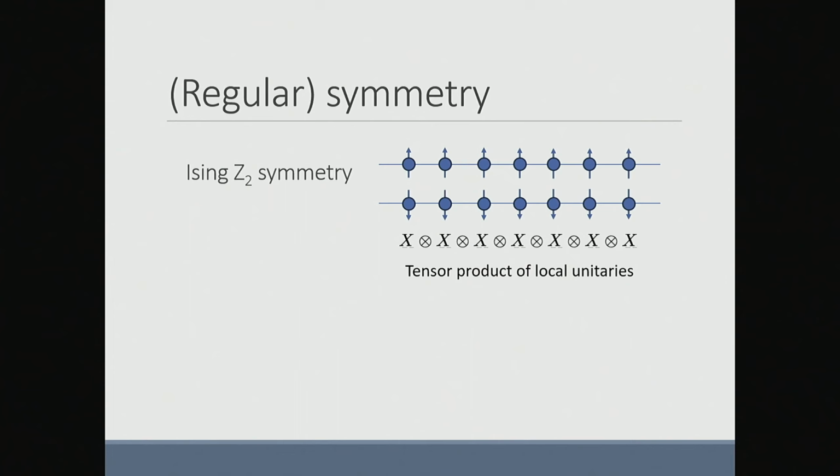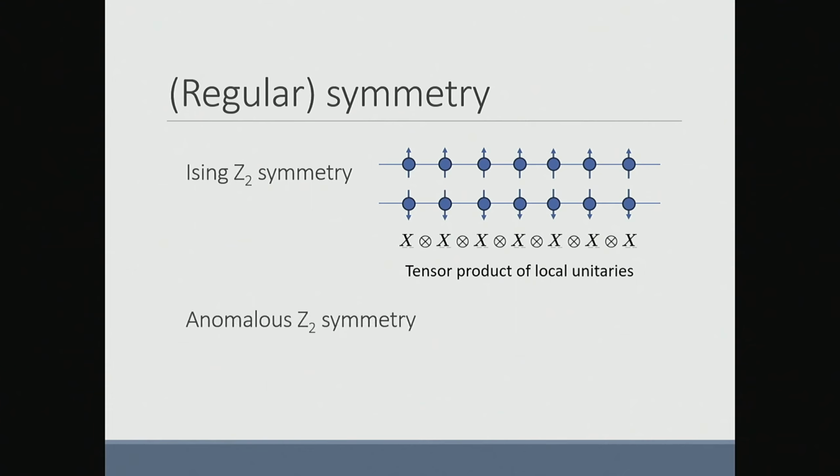Because usually when we talk about symmetry, we have a very simple-minded picture of symmetry. For example, let's say the Ising chain, where we say, okay, we have a Z2 symmetry of the Ising chain. What we actually do is flip all the spins at the same time. That means we apply sigma x, sigma x, sigma x on all the spins at the same time, and that's a tensor product of unitaries on all these qubits. So it's a tensor product of local unitaries.